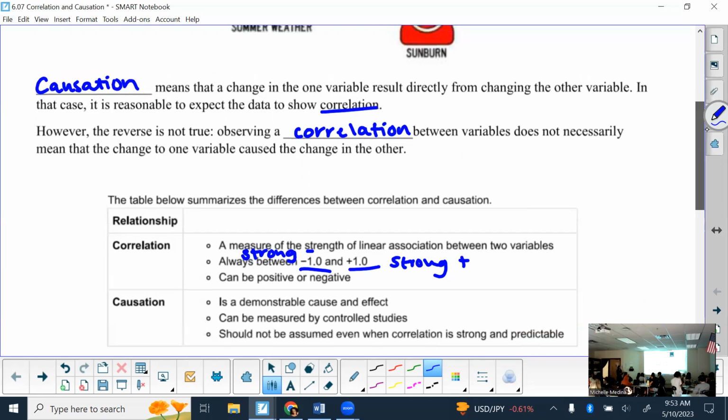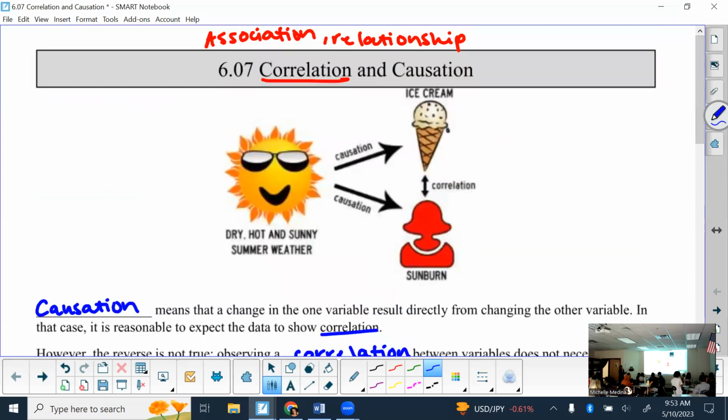So here's an example. In the summer, we tend to see an increase in ice cream sales, right? And an increase in sunburn. So if I compare the two, would we expect it to be a positive or negative correlation? Positive, so as one increases, so does the other.